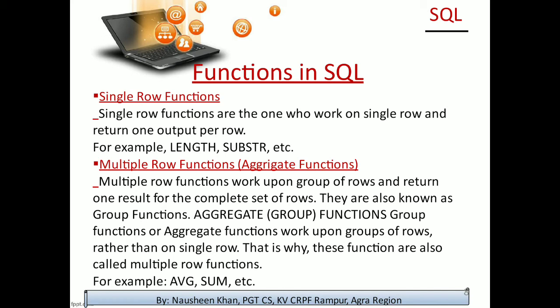Then multiple row functions. These functions work on a group of rows and return one result for the complete set of rows. That means input is multiple rows and output is a single row. These are also known as aggregate functions or group functions. Some examples are AVG, sum, etc.